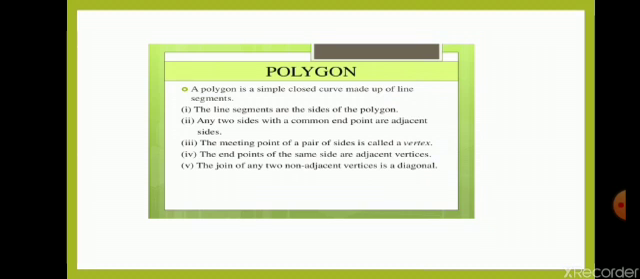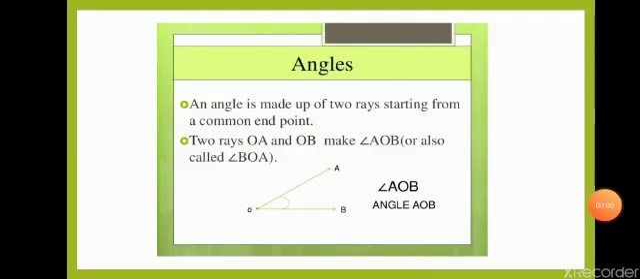Our next topic is polygon. A polygon is a simple closed curve made up of line segments. First, the line segments are the sides of the polygon. Second, any two sides with a common endpoint are adjacent sides. Third, the meeting point of a pair of sides is called a vertex. Fourth, the endpoints of the same side are adjacent vertices. Fifth, the join of any two non-adjacent vertices is a diagonal.